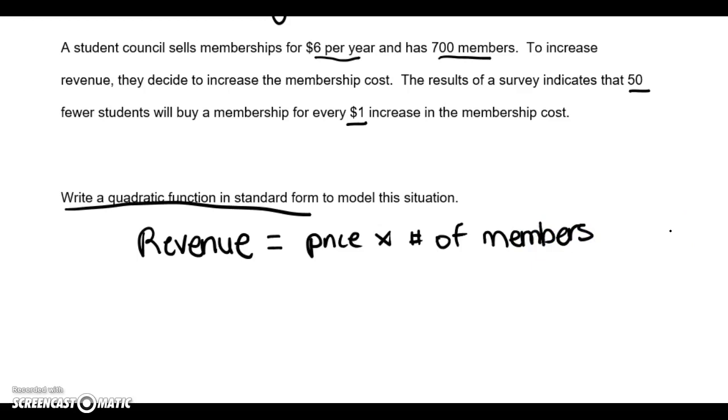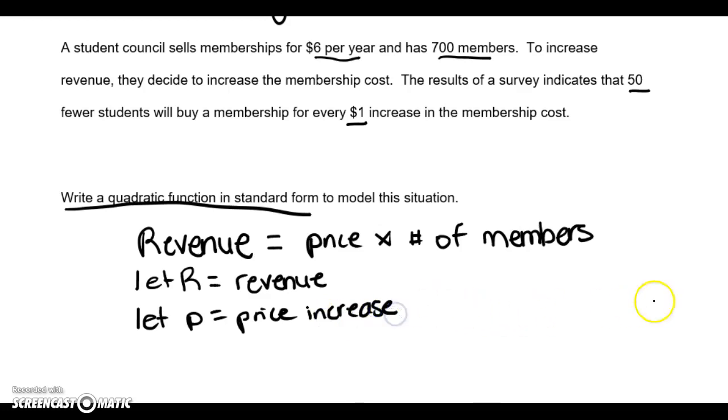Then our next step is to set some variables for our unknowns. We don't know what our revenue is going to be. That's actually what we're looking for in this equation. So we can let R equal your revenue. And we're also talking about the price increase, so we can let that be a variable as well. Let P be the price increase.